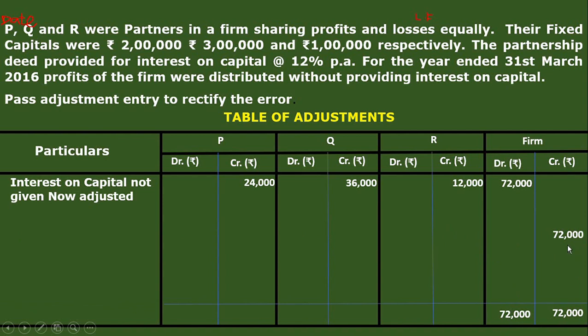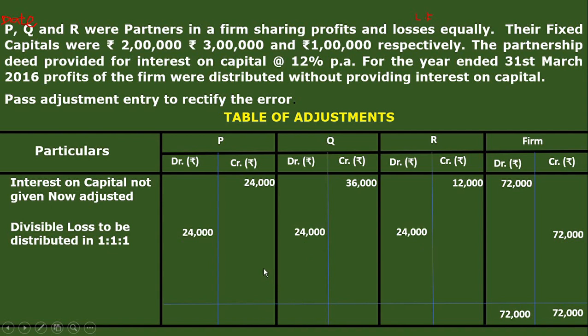If the balance comes on the credit side, then it is known as loss. This is the divisible loss to be distributed in 1:1:1. Why 1:1:1? Because we have to distribute the profit and loss equally. So this 72,000 we have to divide equally, that means divide by 3. And if we divide 72,000 by 3, it comes to 24,000. Therefore 24,000 we have to write on the debit side of the partner's capital account. Next, Q also 24,000 and R also 24,000.